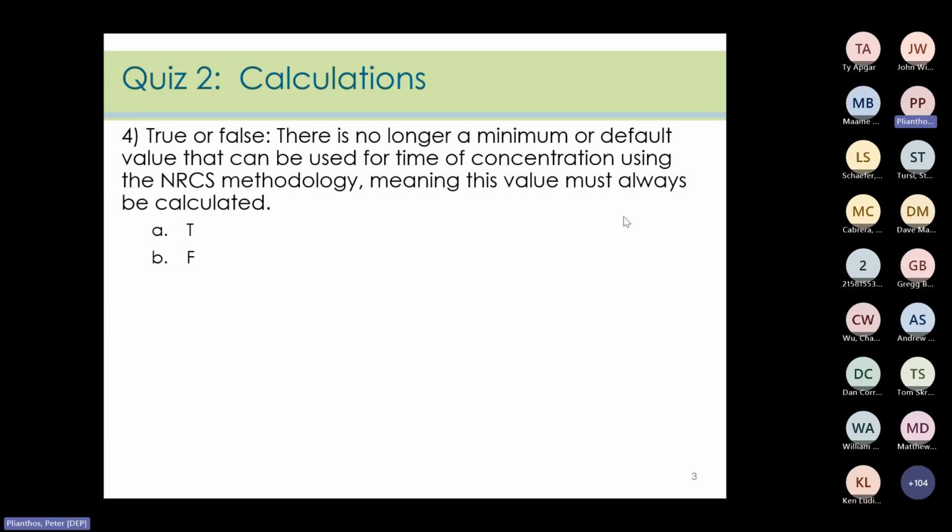The first 3 questions on the quiz were general information type questions, so we will begin here at question number 4. True or false? There is no longer a minimum or default value that can be used for time of concentration using the NRCS methodology, meaning this value must always be calculated.